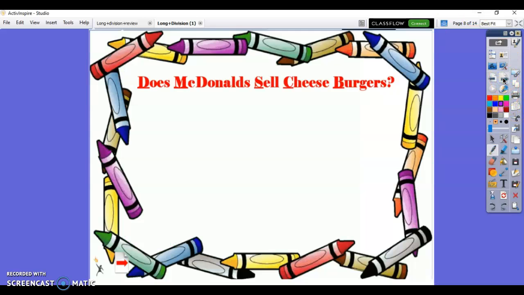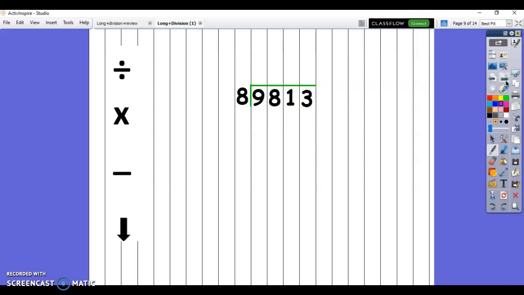Or the one that we've been using, does McDonald's sell cheeseburger, where you are bringing down or bringing up. They all are the same. Remember, every time: does McDonald's sell, divide, multiply, subtract, and bring down or bring up, then repeat those steps.